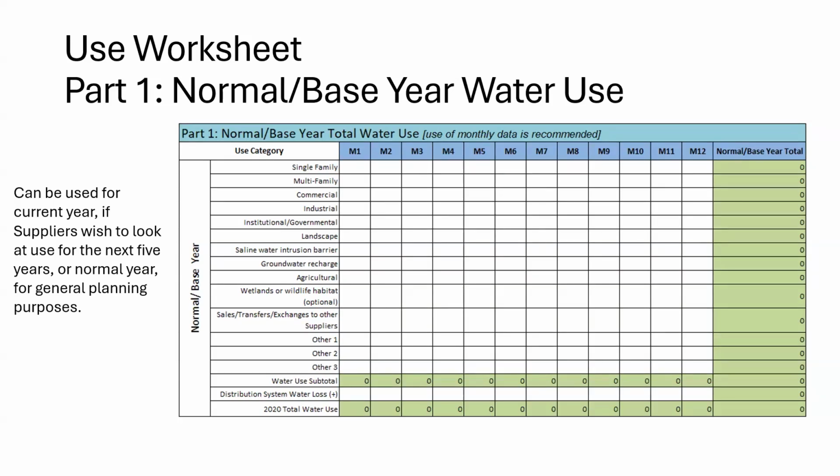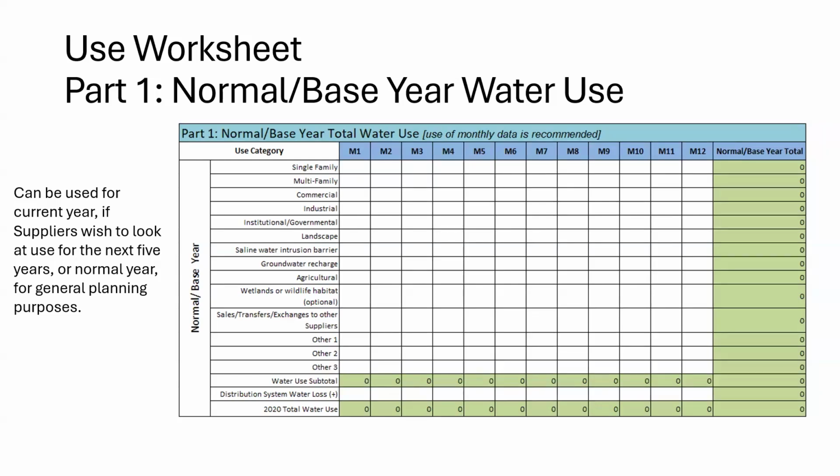So yes, this tool can be used for normal year or for current year. For example, if you wish to look at your water use for the next 5 years with the drought risk assessment, we'll look at the next 5 years after 2025. I believe it's 2026 through 2030. So if you want to use this tool in the context of those years, you can use this tool for your current year and then compare it to all those years after that.